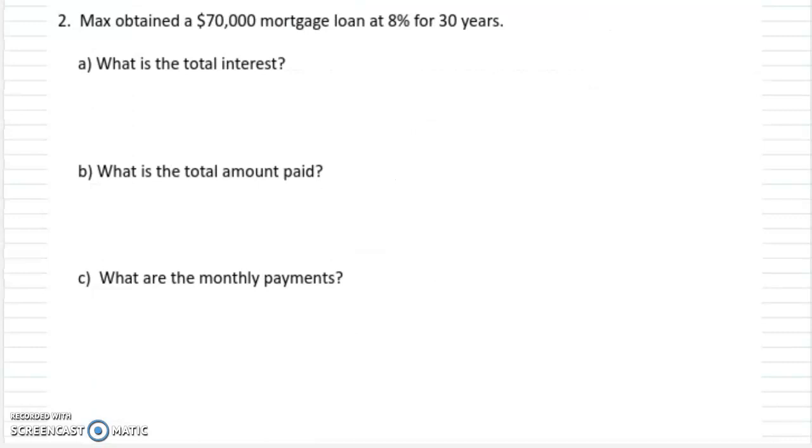For question 2, Max obtained a $70,000 mortgage loan at 8% for 30 years. Part A, what is the total interest? Part B, what is the total amount paid? And Part C, what are the monthly payments?